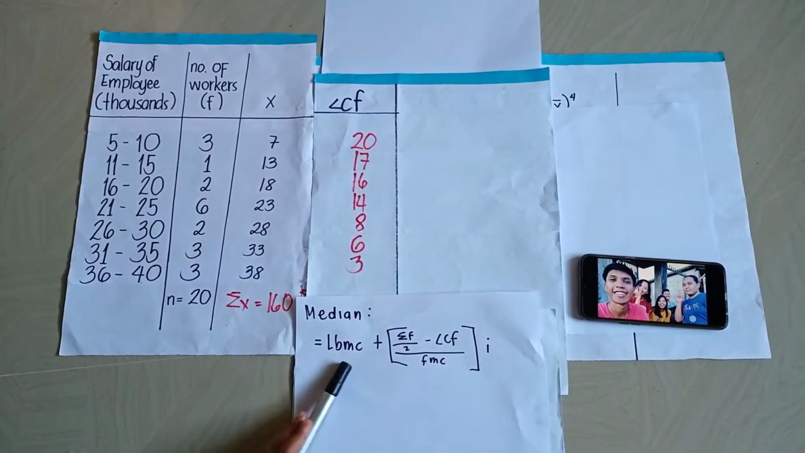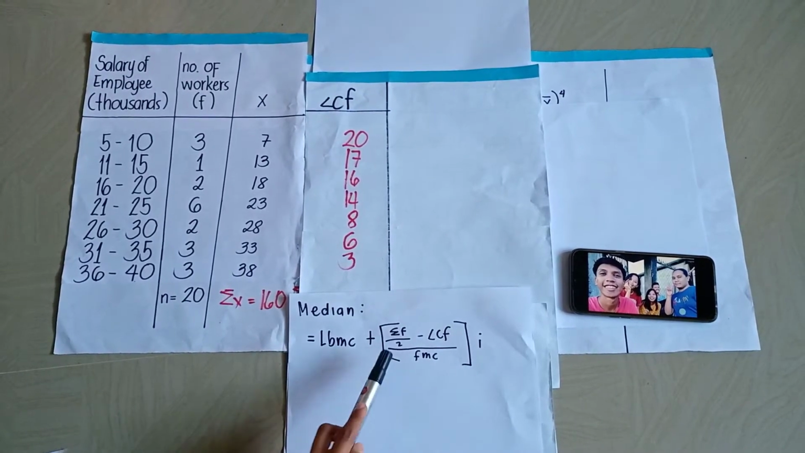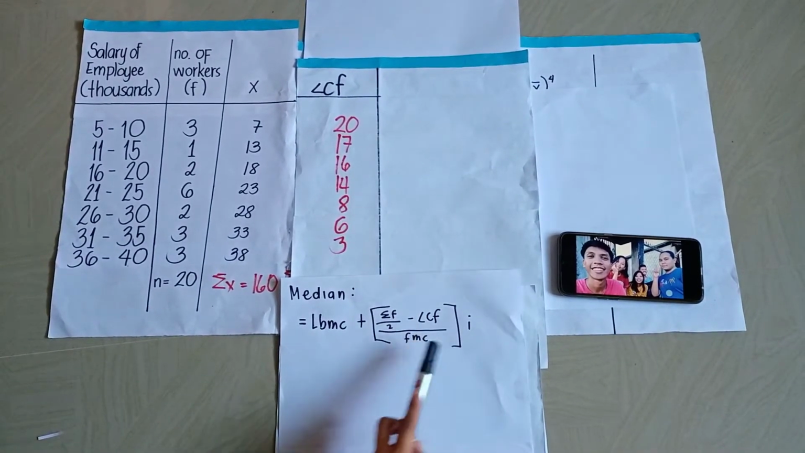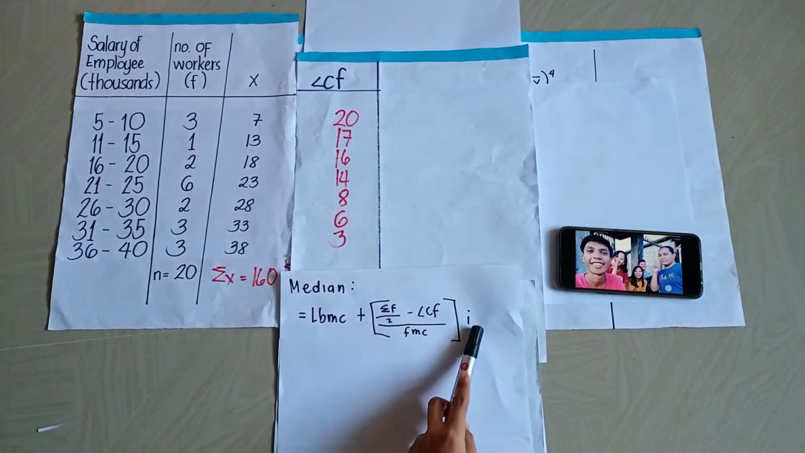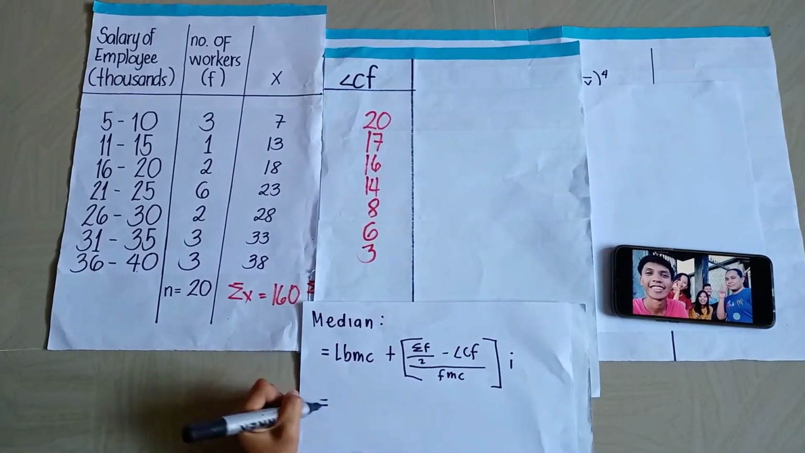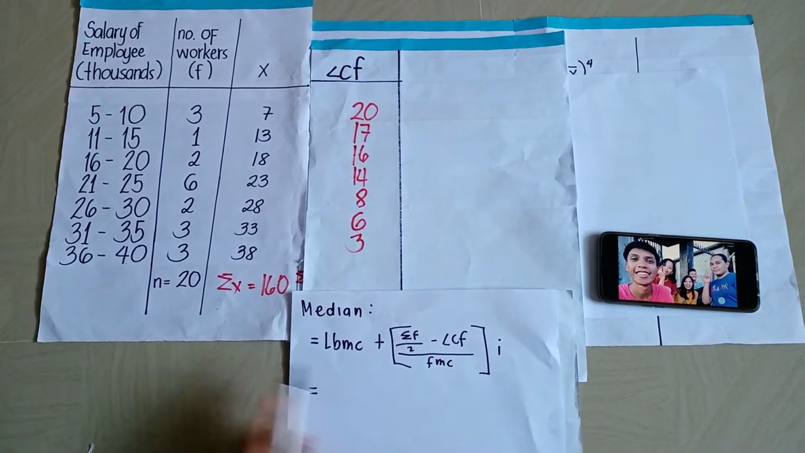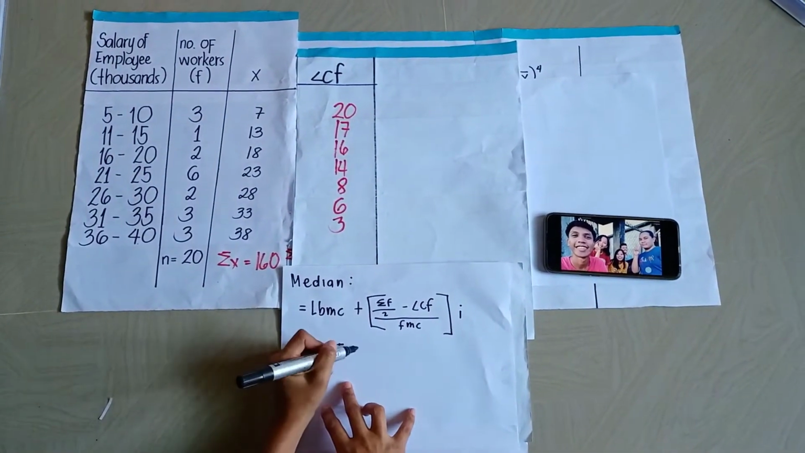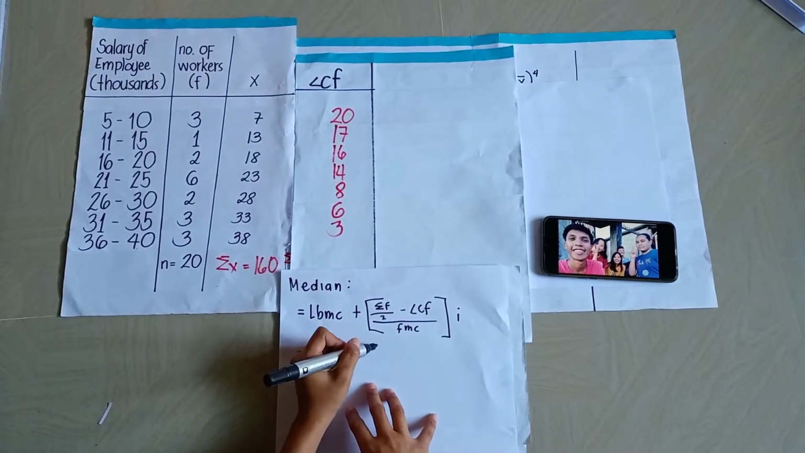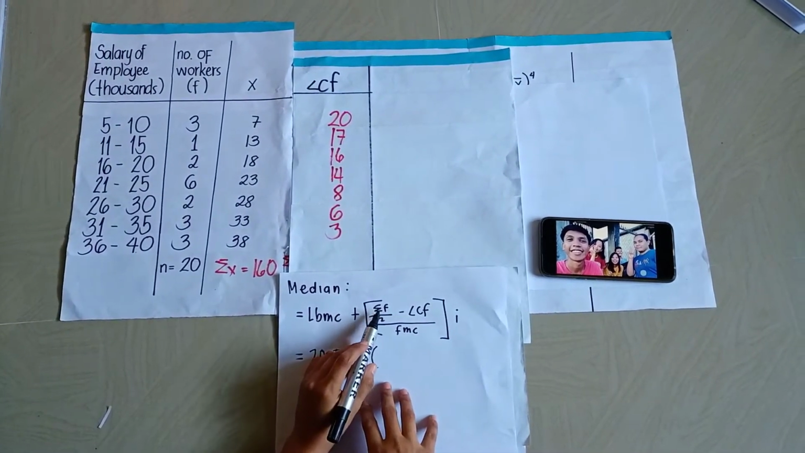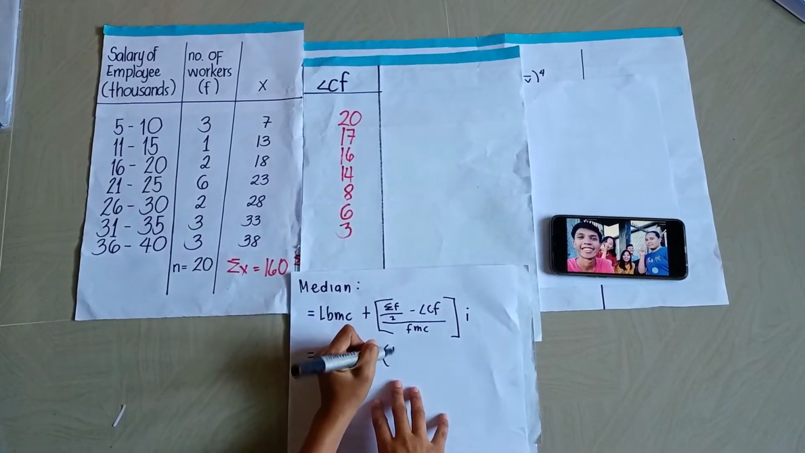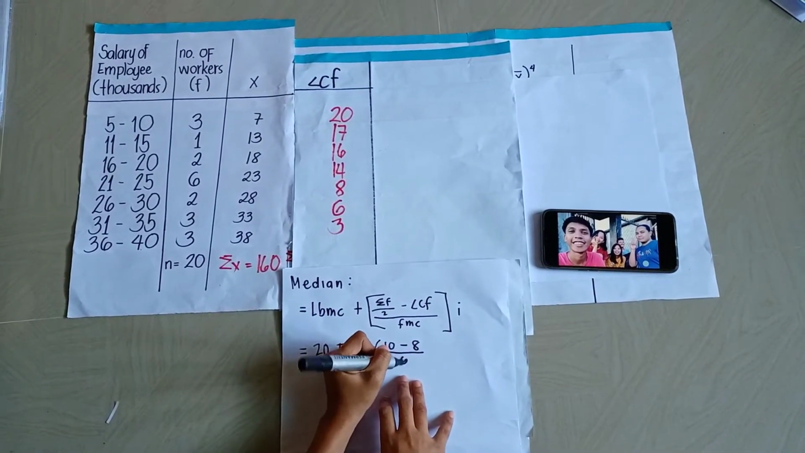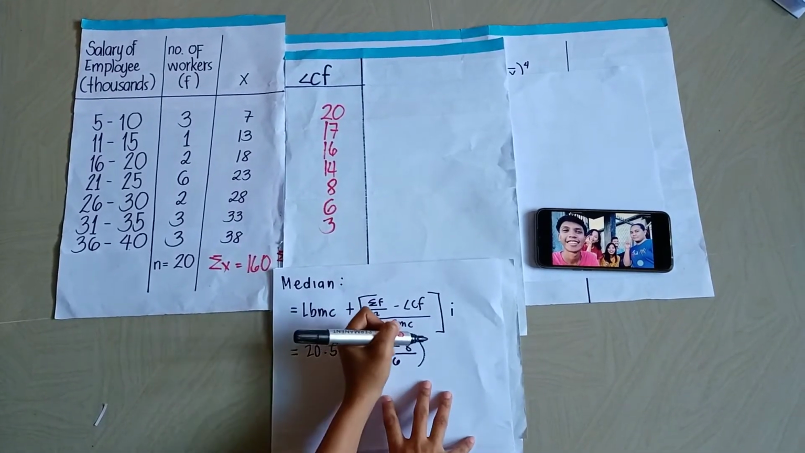The formula of median is the lower boundary of the median class plus the quantity of the summation of frequency over 2 minus the cumulative frequency over the frequency of the median class, times the class width. And substitute: the lower boundary of the median class is equal to 20.5 plus the quantity of frequency divided by 2, which is 10, minus 8 over 6, times 4.